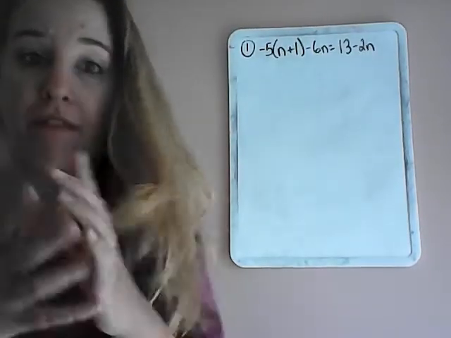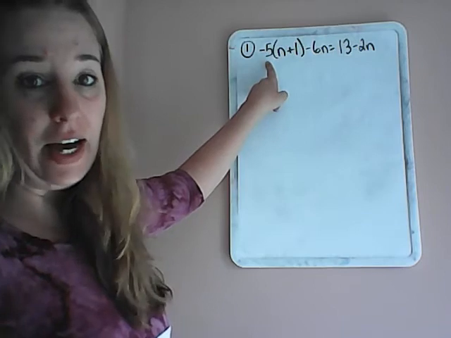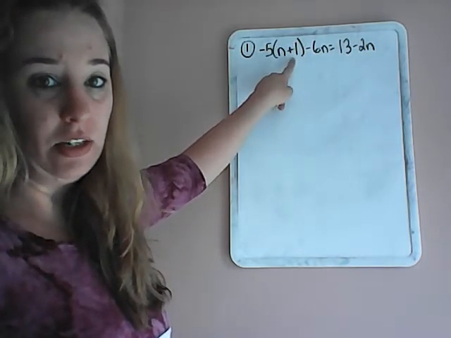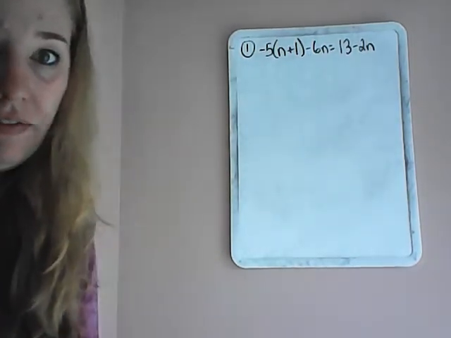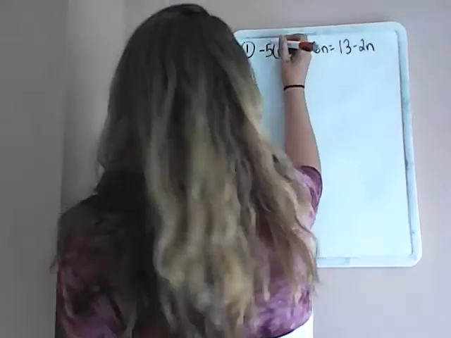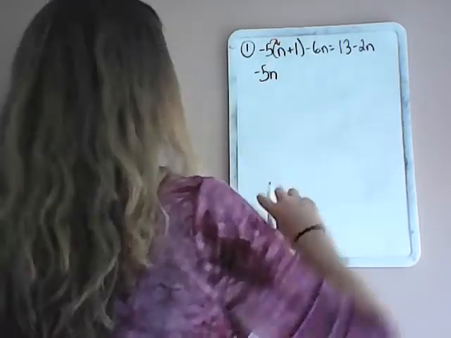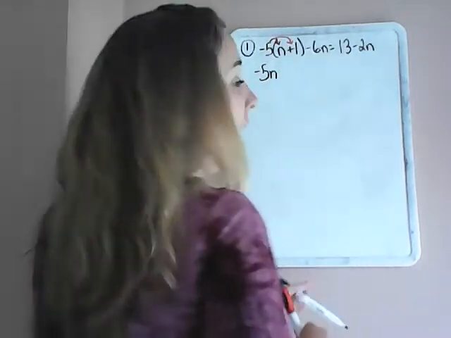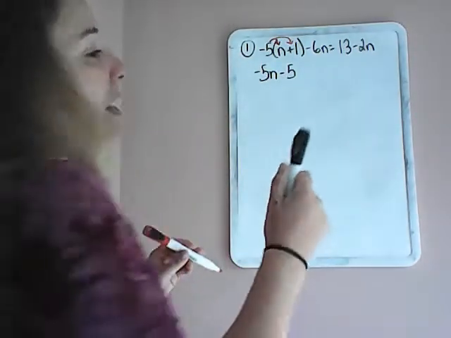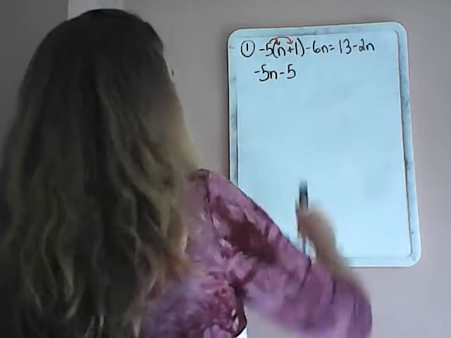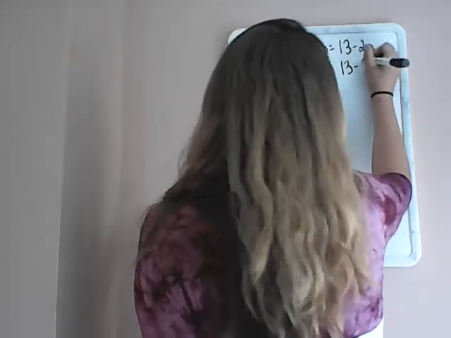Okay, so this is question 1 from your assignment. So step 1, let's get rid of parentheses by distributing. We're going to take this -5 and distribute it into these parentheses. Just the parentheses, not this term over here. So we have -5 times n, which is -5n. Then we've got -5 times a +1, which is -5. You might think, oh, that's +5. It's the same thing. And then this -6n, we never did anything to. So it just comes down, and so does this.